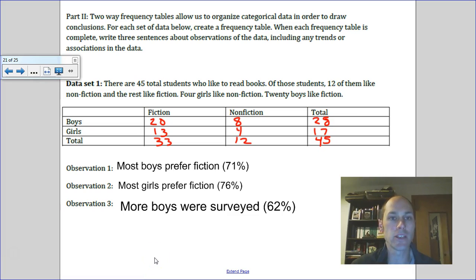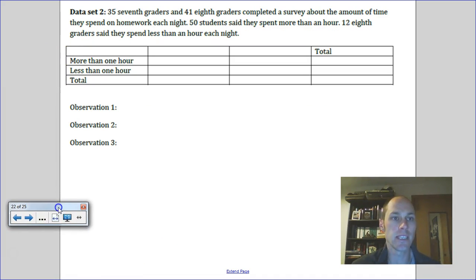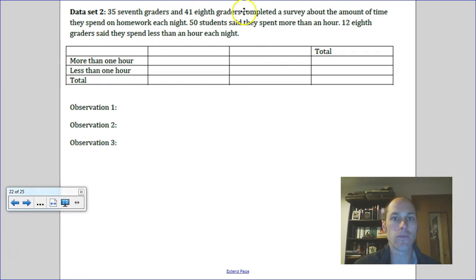Maybe you had other observations. Go ahead and share those with me in class. What I'd like you to do now is analyze data set 2. So fill out the table on your own. You've got to figure out what the 2 categories are, and then make some observations. When you're ready to check what I had, restart the video.